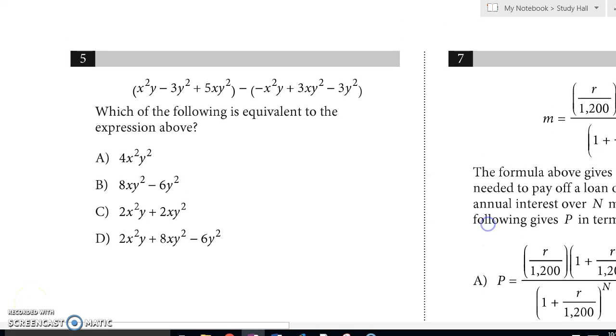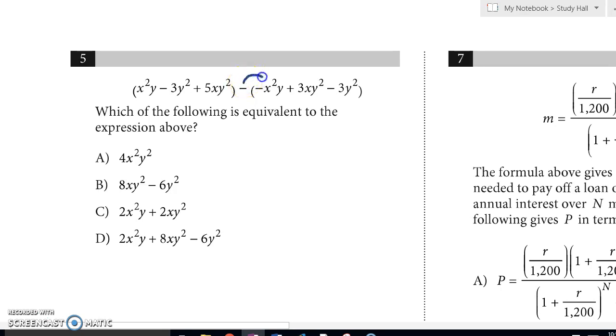This is the second page of our SAT practice test. Number 5 says, which of the following is equivalent to the expression above? So all this is exactly what we learned in our first chapter this year, which was functions, and this is subtracting functions. The only difference is they have a little bit higher of a degree because they have x's and y's. Some of them are squared.